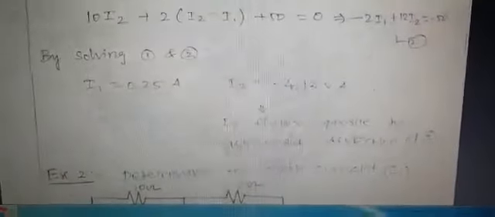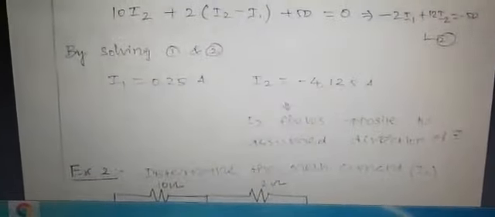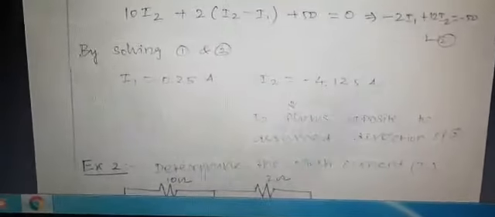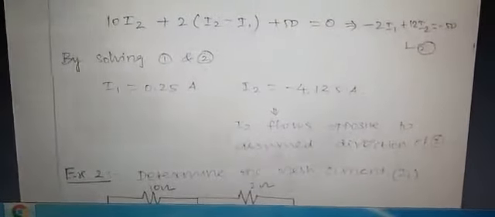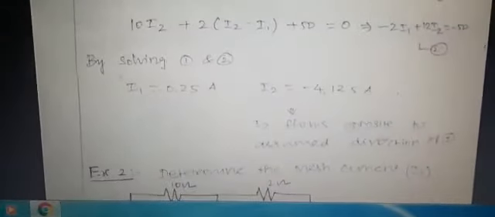I1 is equal to 0.25 amps and I2 is equal to minus 4.125 amps. From the minus sign, you can tell that I2 flows opposite to the assumed direction. So from this you can say the correct current flow based on the minus or plus: minus means the opposite direction, plus means the assumed direction is correct.